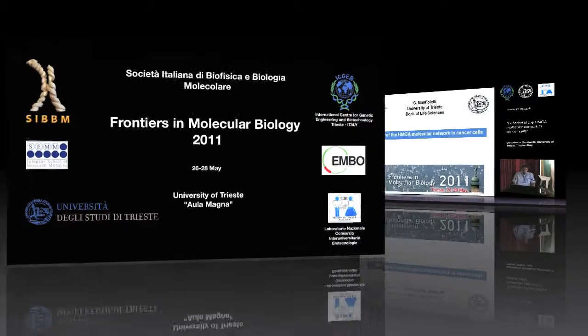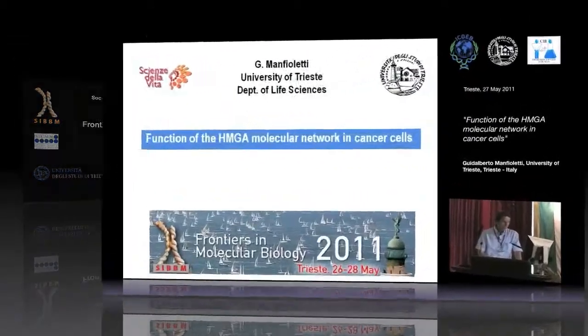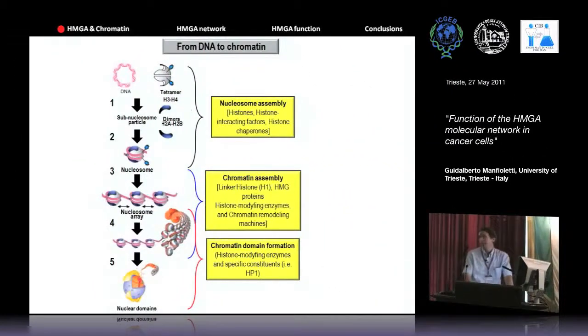I will start talking about chromatin. We heard yesterday about this topic and learned how important the presence in the chromatin of chromatin remodeling machines is, and in general factors that allow the nucleosome to move along the chromatin.